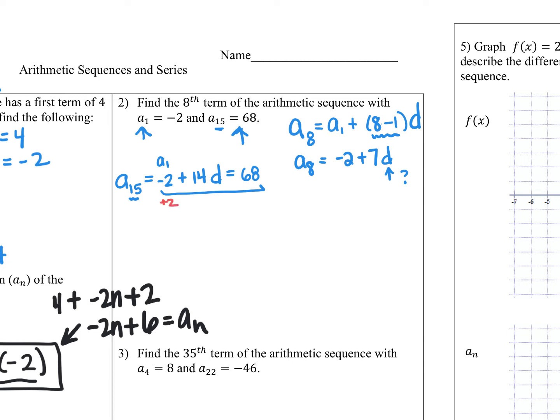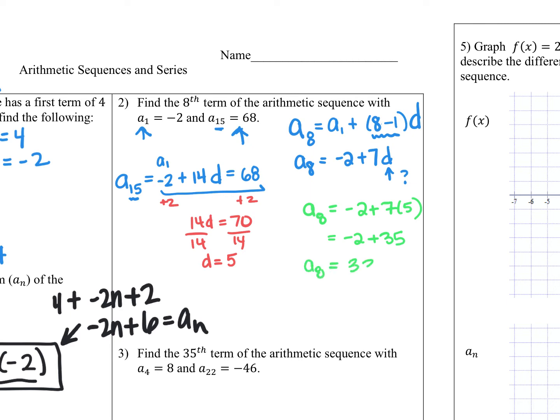So let's add 2 to both sides. We get 14d is equal to 70. Divide by 14, that tells us that the common difference is 5. So to find A8, it's negative 2 plus 7 of those 5s, which will get us negative 2 plus 35, which is going to be equal to 33. So we found that 8th term.